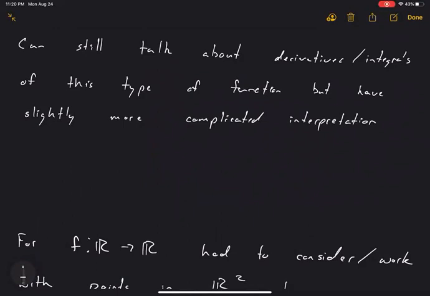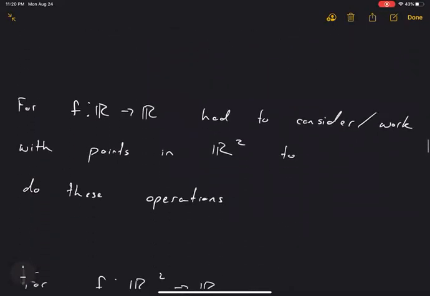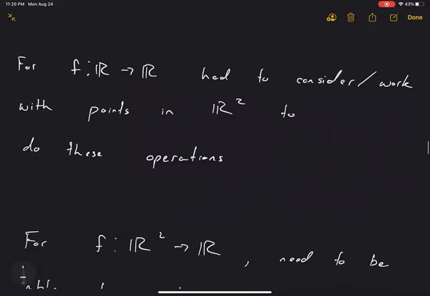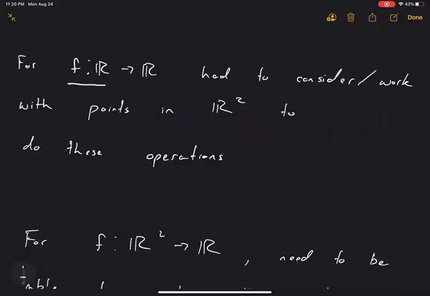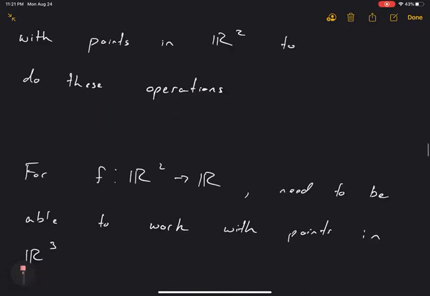So as I said, for a normal function, this would be a function from the real numbers to the real numbers. So a function with a single variable input, which is what we're used to from Calc 1 and Calc 2. Okay, so a function from R to R. So for that normal type of function we're used to, we had to consider or work with points in R2 to get an idea about these operations like derivatives and integrals.